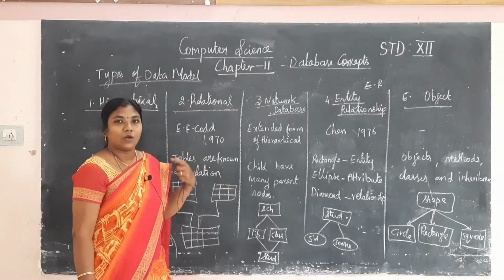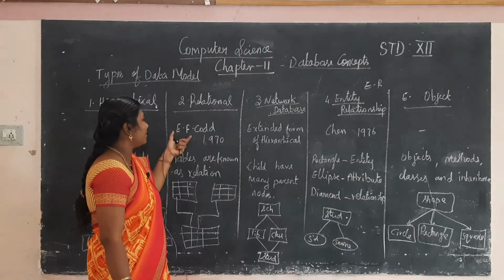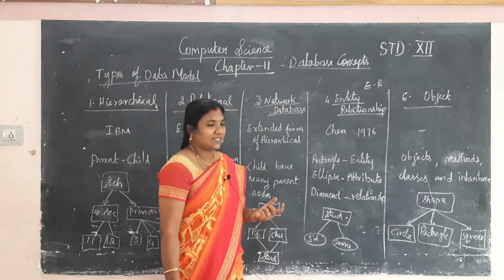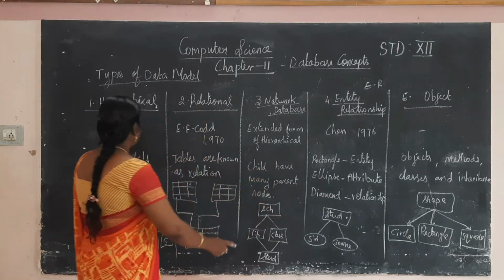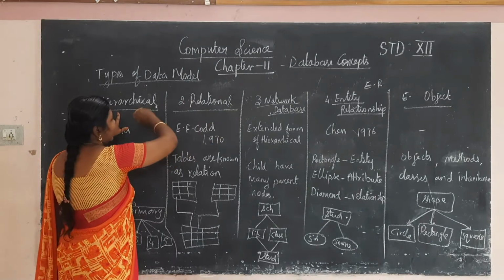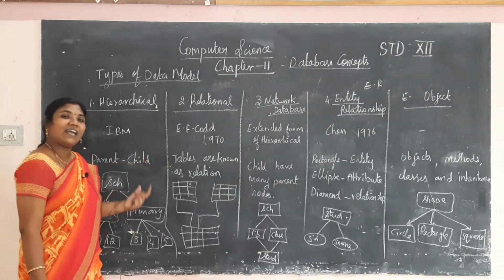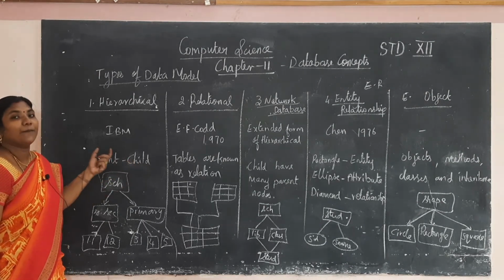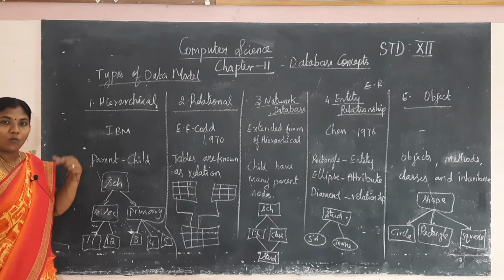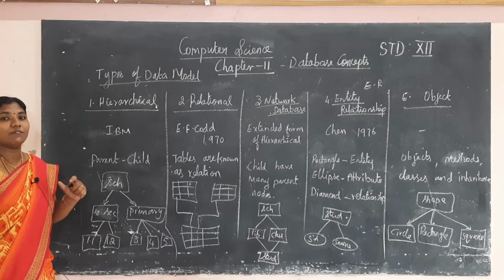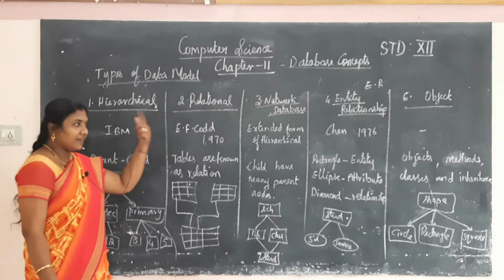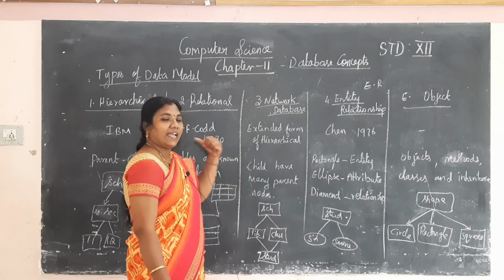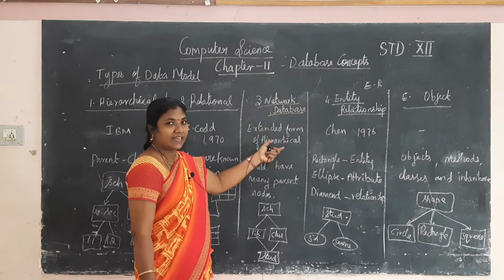Nowadays we are using this model only. It was developed by E.F. Codd in 1970. And next comes the network database. Network is the extended form of hierarchical. The network database is the extended form of the hierarchical database. In a hierarchical database, a parent can have more than one child, but the child will be connected to only one parent. But in a network database, the child can also have more than one parent. So that is the enhanced, extended form of the hierarchical database.